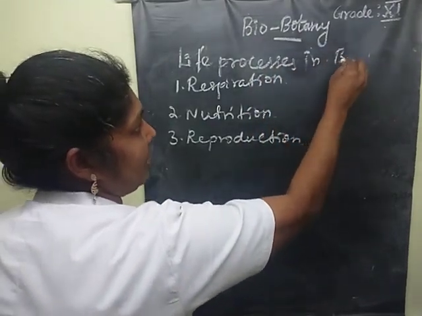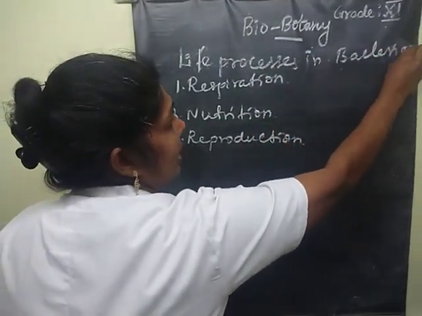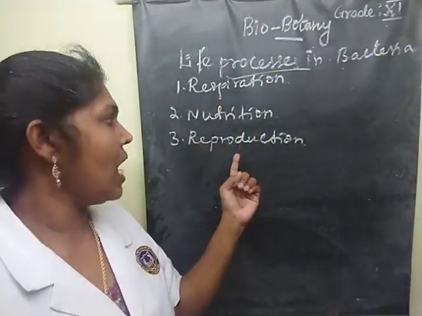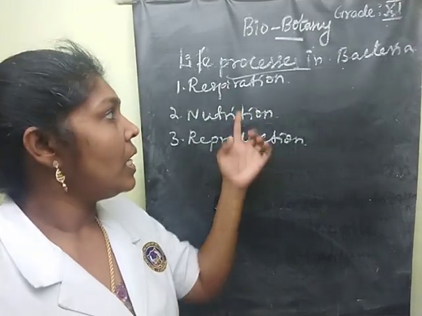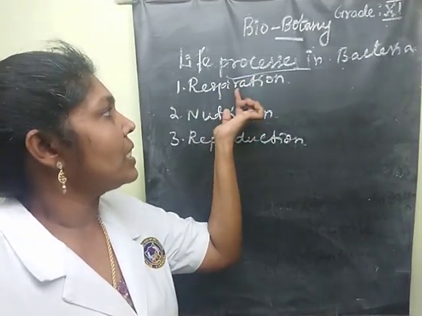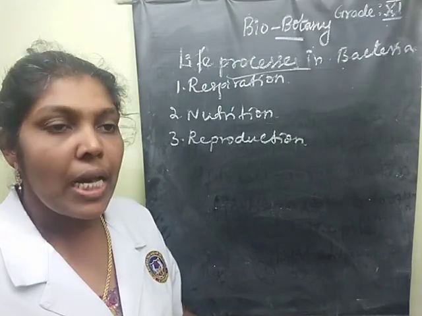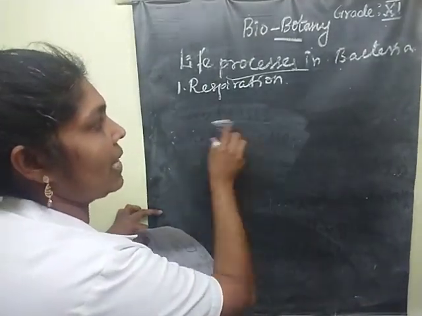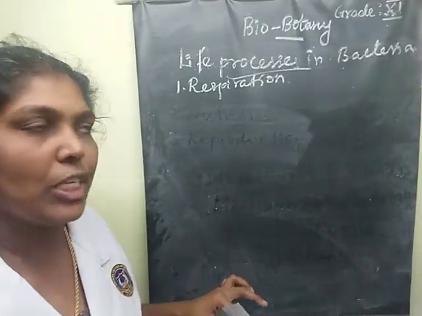So that is given, that's topic 3. What are the 3 topics, children? Respiration, nutrition and reproduction. Clear? First, we are going to see respiration. The respiration in bacteria is classified into 2 types, children.